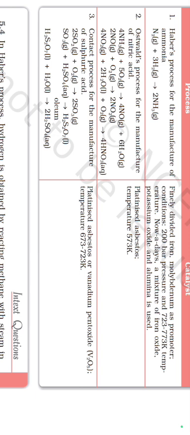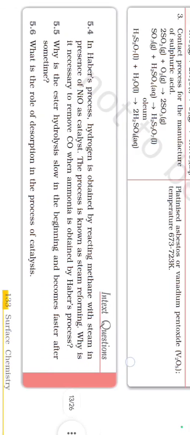Third, contact process for the manufacture of sulfuric acid. 2SO2 gas plus O2 gas gives 2SO3 gas. SO3 gas plus H2SO4 aqueous gives H2S2O7 liquid, oleum. H2S2O7 liquid plus H2O liquid gives 2H2SO4 aqueous. Catalyst, platinized asbestos or vanadium pentoxide V2O5, temperature 673 to 723 Kelvin.